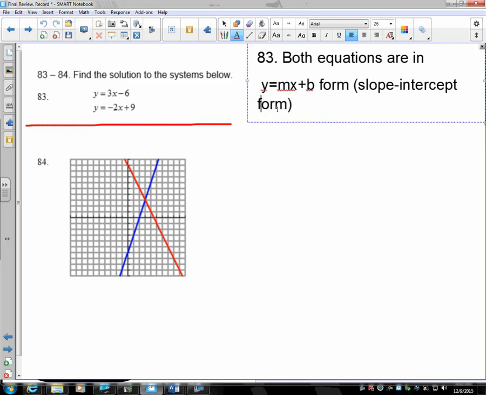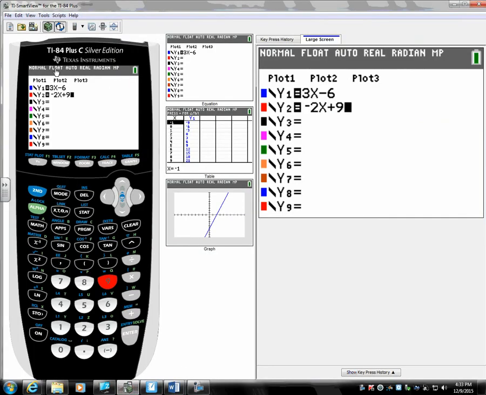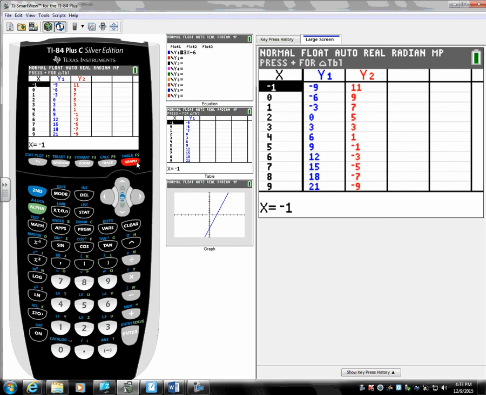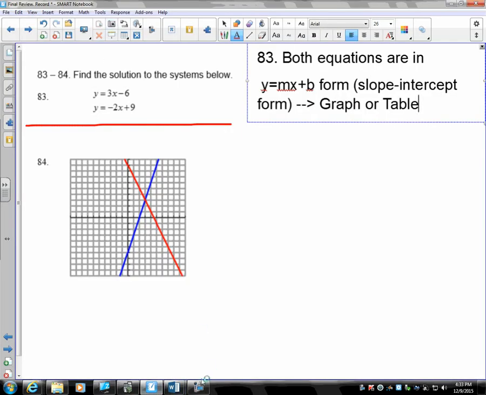And if they're both in y equals mx plus b form, we can either graph it, but a shortcut is to use our table in the calculator. So let's go ahead and just use our calculator this time. All right, so let's go to our calculator and go to y equals. I'm going to type 3x minus 6 in y1 and negative 2x plus 9 in y2. So let's go to our table, and let me grab a picture of that.